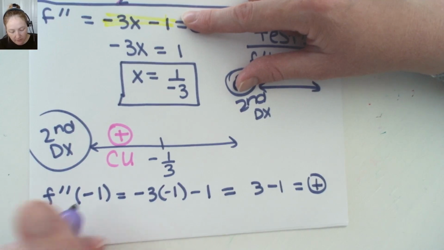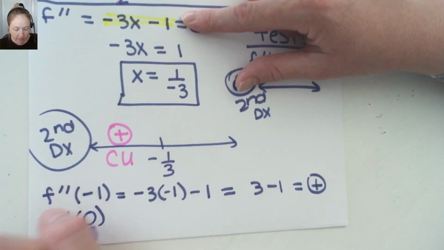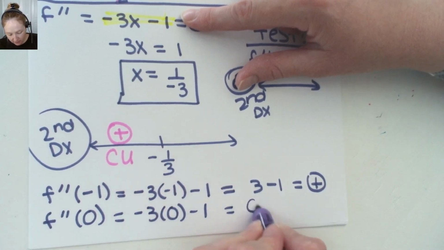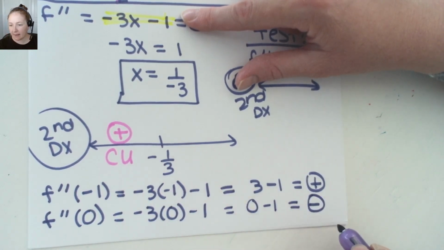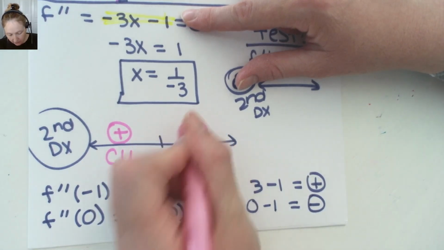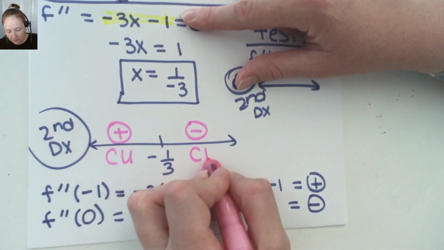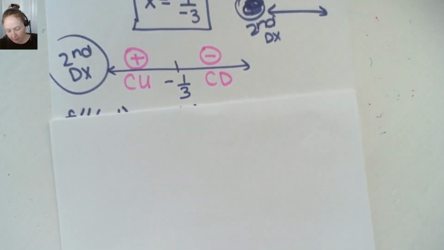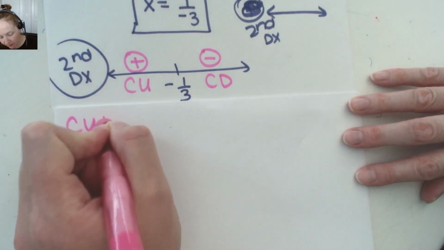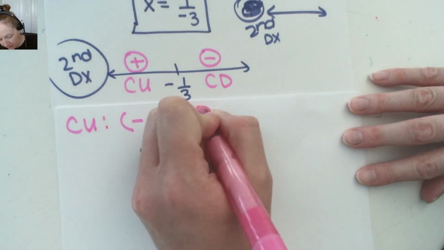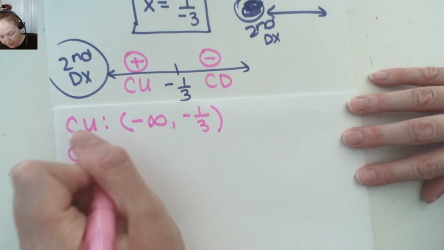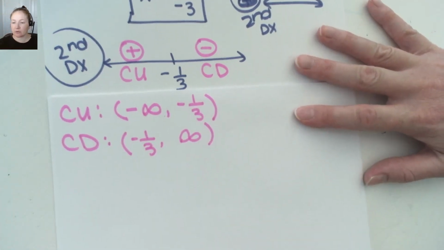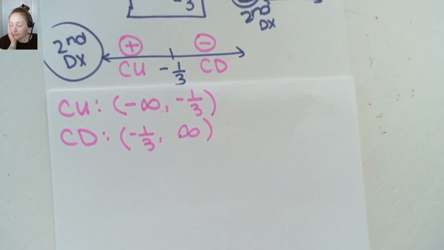Then from negative 1/3 to infinity, I might plug in 0. So I have negative 3 times 0 minus 1. That gives us 0 minus 1, so that gives us a negative. That negative, because it's the second derivative, tells us it's concave down. Now, to get our answer format, we are going to say it's concave up from negative infinity to negative 1/3. It's concave down from negative 1/3 to infinity. So those would be the intervals on which it's concave up and concave down.